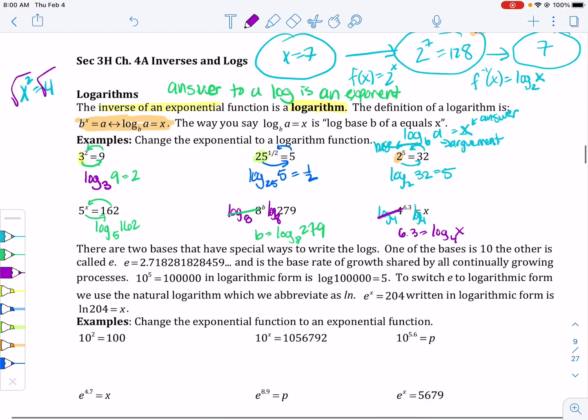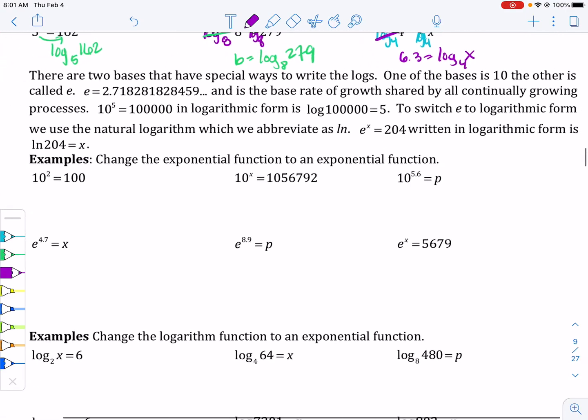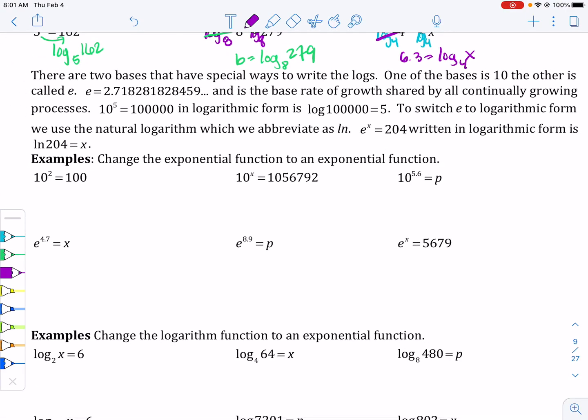Now, there are two bases that we have special ways to write the logs. One of the bases is base 10. Our numbering system is in base 10, so that's why we have a different way to notate it. And then we also have one with a number that you probably have not heard of before. So this number is e. Okay. So e is like our pi value. Pi is an irrational number because it goes on for forever, the decimal does, and doesn't repeat. Same thing with e. E is an irrational number. It goes on for forever.